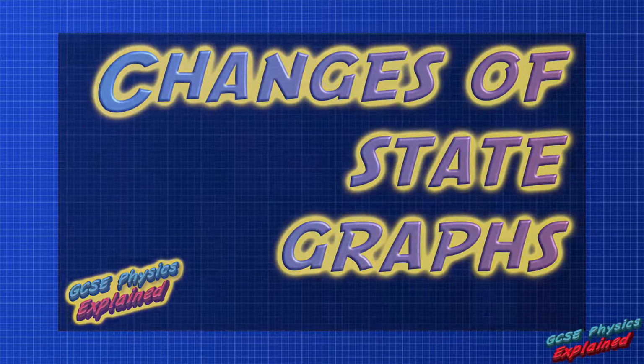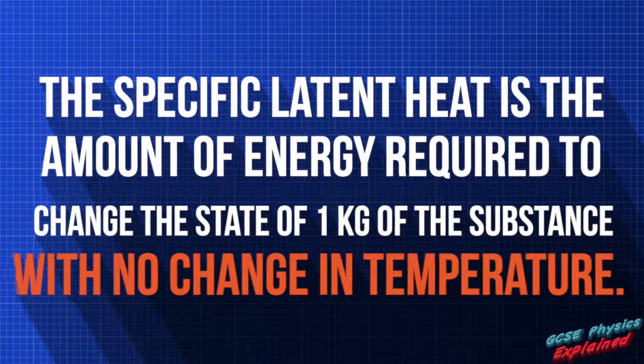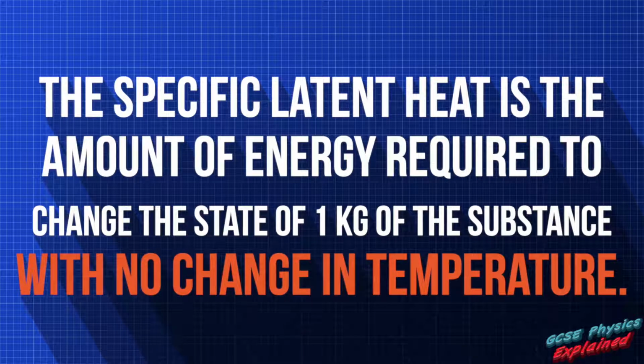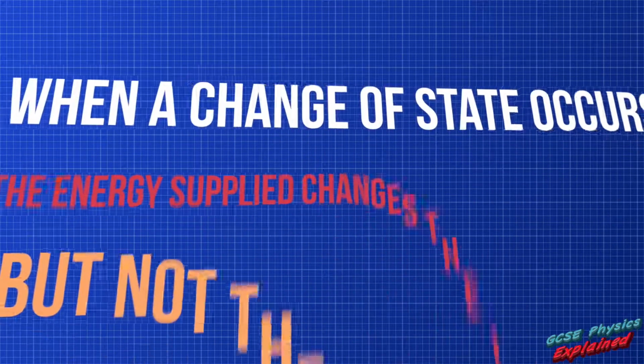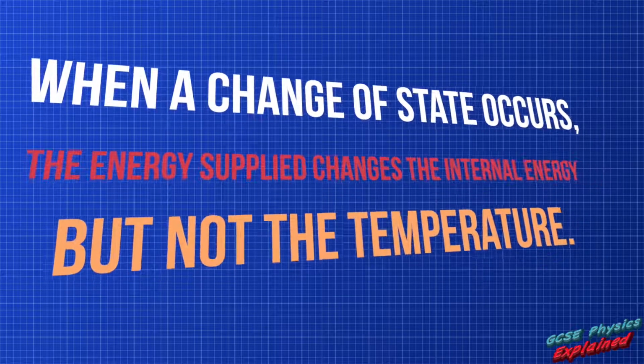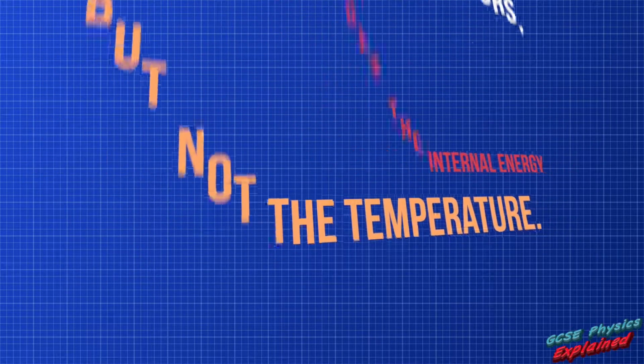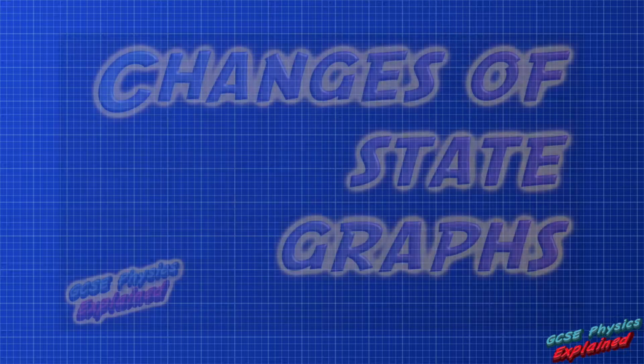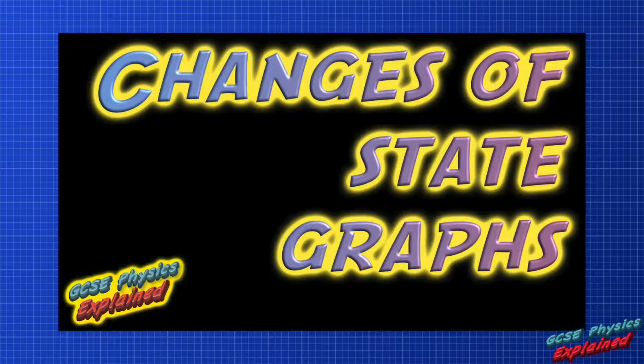The specific latent heat is the amount of energy required to change the state of 1 kilogram of the substance with no change in temperature. When a change of state occurs, the energy supplied changes the internal energy but not the temperature. I explain this in detail in my video called Changes of State. There'll be a link at the end of this video.